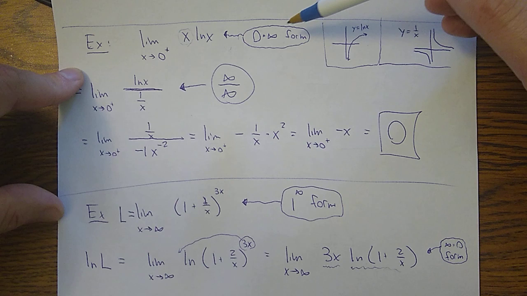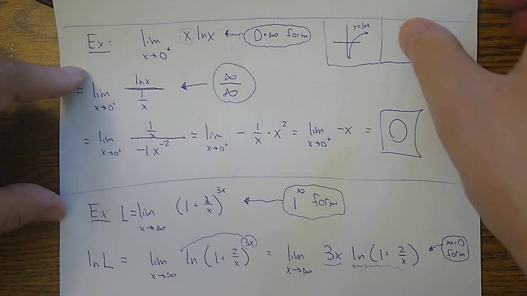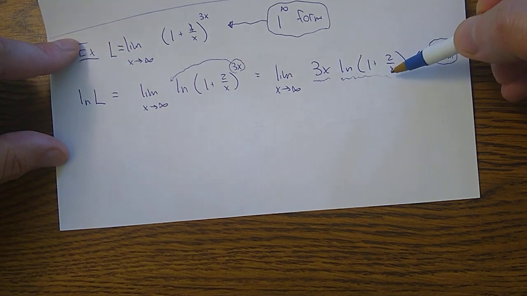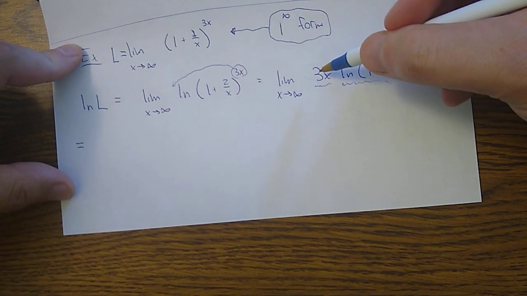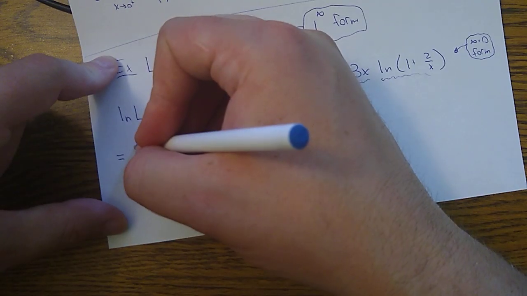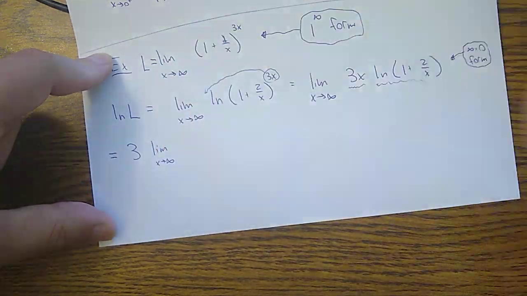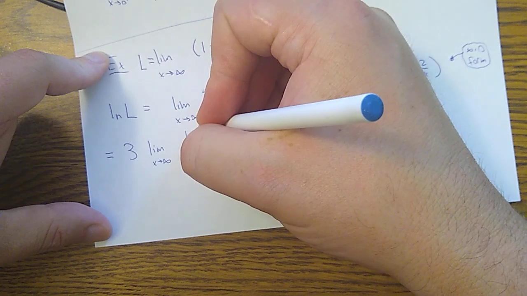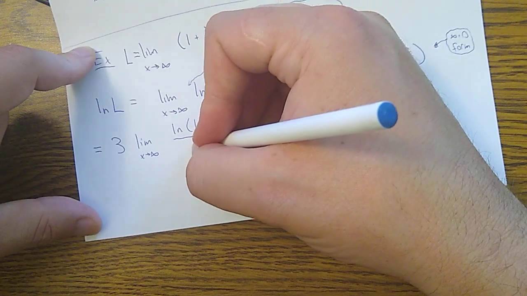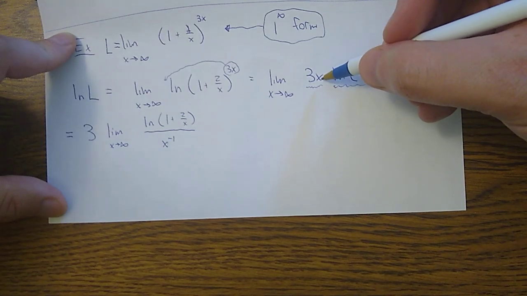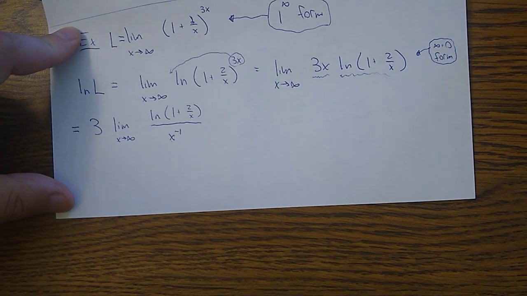We had one last time, and we did this algebra trick where you create a fraction out of this. So let's try that again. Now this 3, I don't want to think too hard about this 3. 3 is just a constant. I can pull that all the way outside of the limit. Other than that, I'm going to take this x, and instead of multiplying by x, I'm going to divide by the reciprocal of x, which is x to the minus 1.